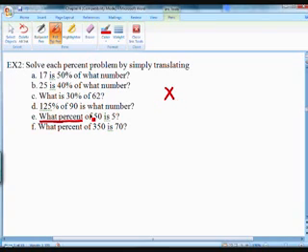X of 50 is 5. Does everybody understand? What percent is X? Of means times. Is means equal. And if you want to, I could just do it right over the top of it. What percent is X? X times 50 equals 5.